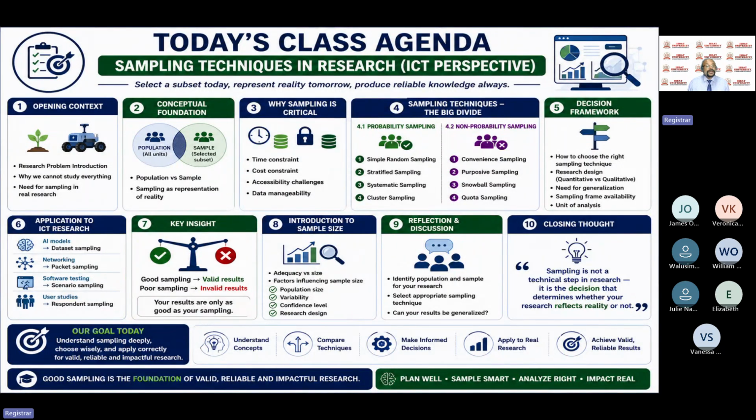Now, we are also going to discuss the applications in ICT research, how we are going to do the sampling, and we are trying to get some key insights. This is what we are going to do. So we'll have some discussions if you need. All right.